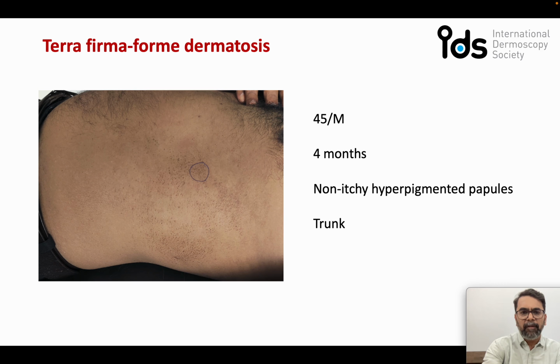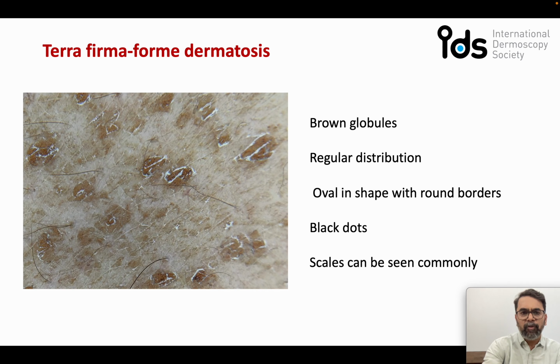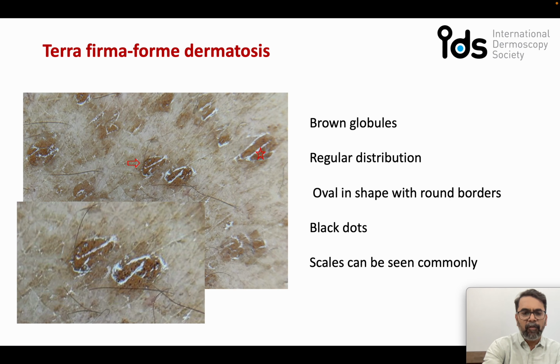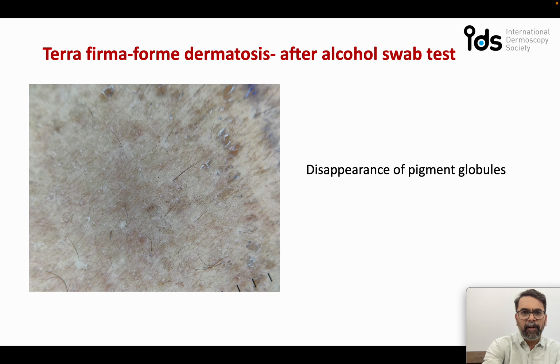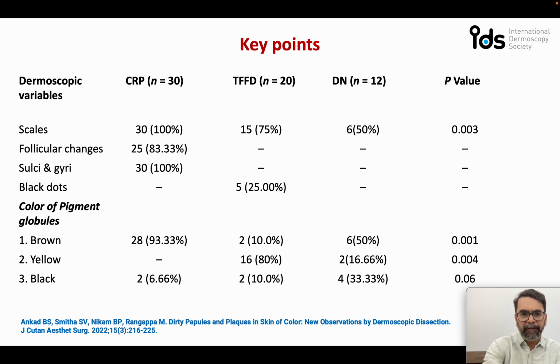Another example of TFFD: a man presented with non-itchy hyperpigmented papules on the trunk for 4 months. Dermoscopy revealed brown globules in regular distribution. Globules were oval in shape with round borders, and this particular image showed black dots, and scales are also seen in this image. This is a close-up view to show black dots. We did an alcohol swab test resulting in disappearance of the lesion, and dermoscopy also revealed disappearance of pigment globules.